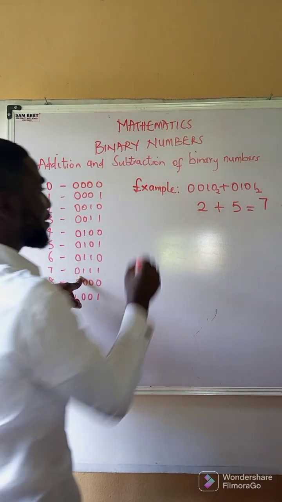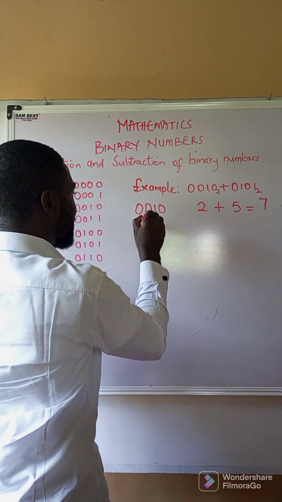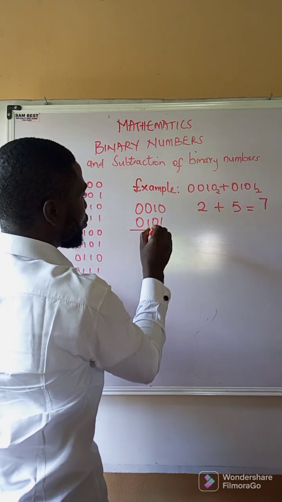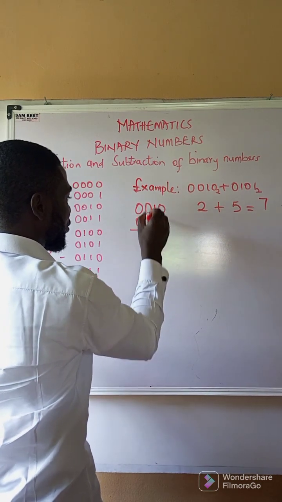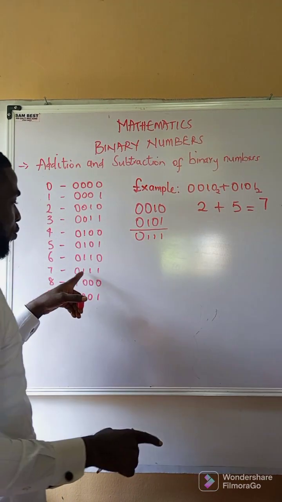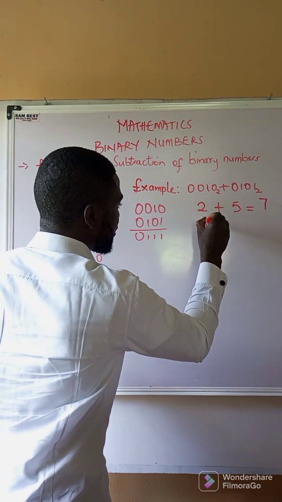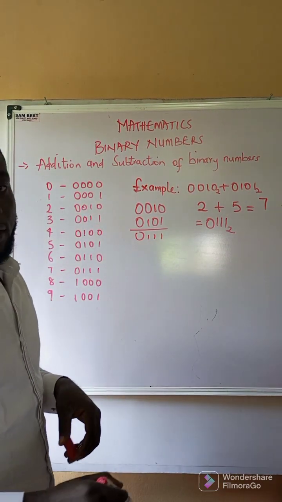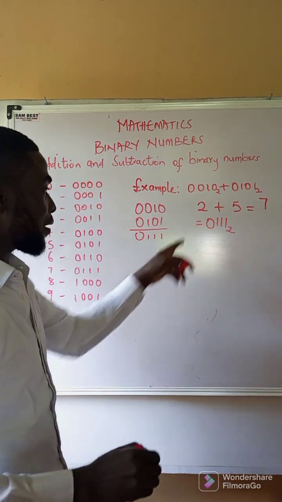If you remember, when I added it the way I told you not to do, it gave the same answer. But to be on the safe side, I believe you would use the recommendation I gave. Coincidentally, 7 is also 0111. This doesn't happen in all cases. Please take note. This doesn't happen in all cases where adding straight gives you the right answer.